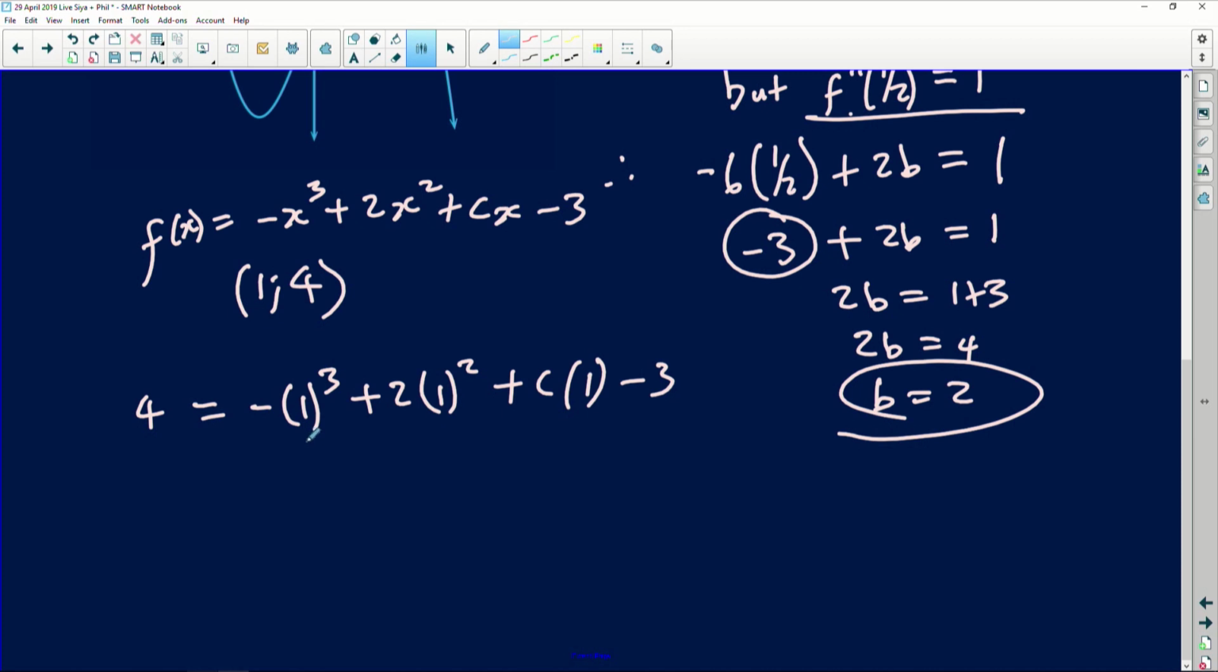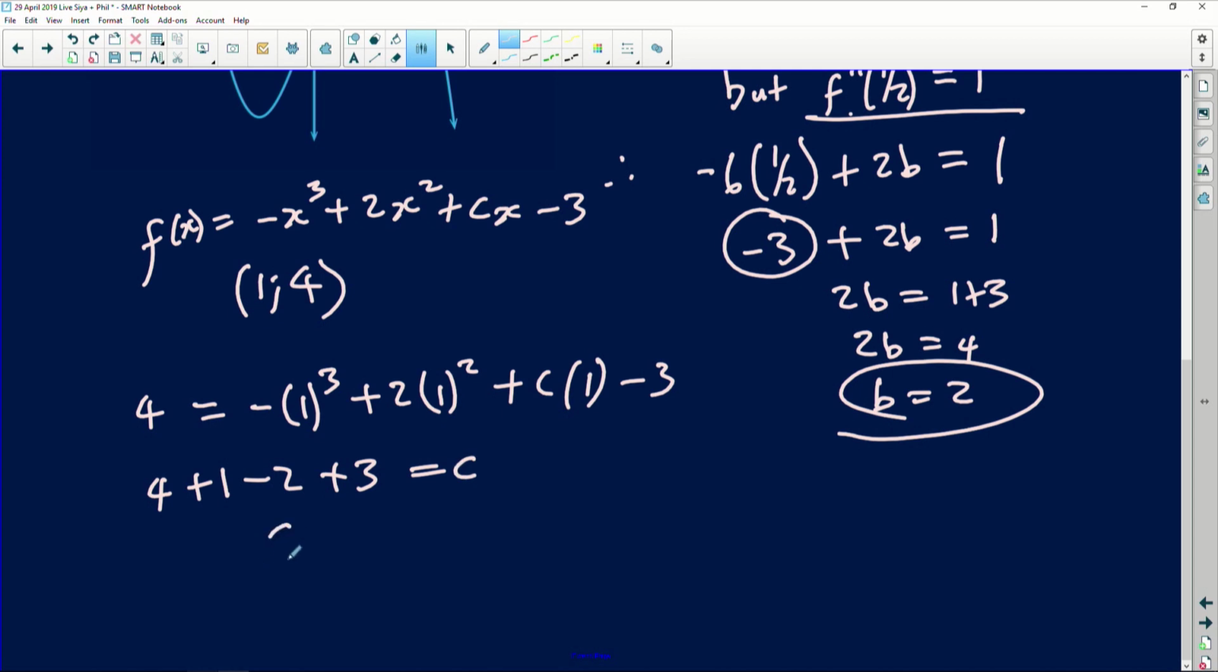So this gives me negative 1. The additive inverse will give me positive 1. So I have 4 plus 1. Then this will be 1 squared is 1. Multiplied by 2 will be 2. Therefore, additive inverse, remember, it's negative 2. Then C multiplied by 1 is C. The additive inverse of negative 3 will be plus 3.